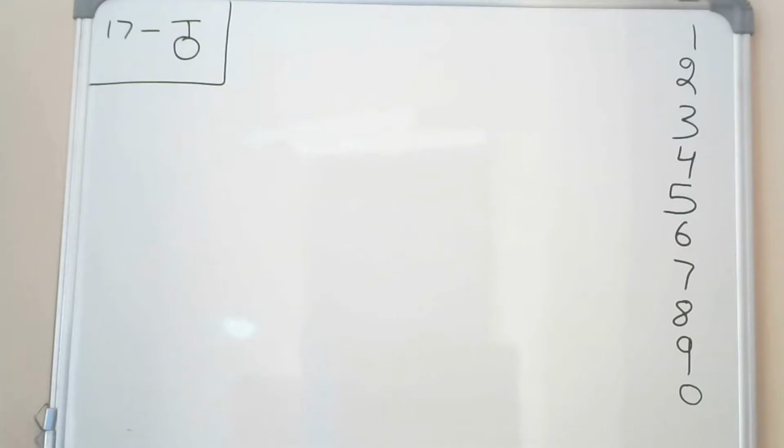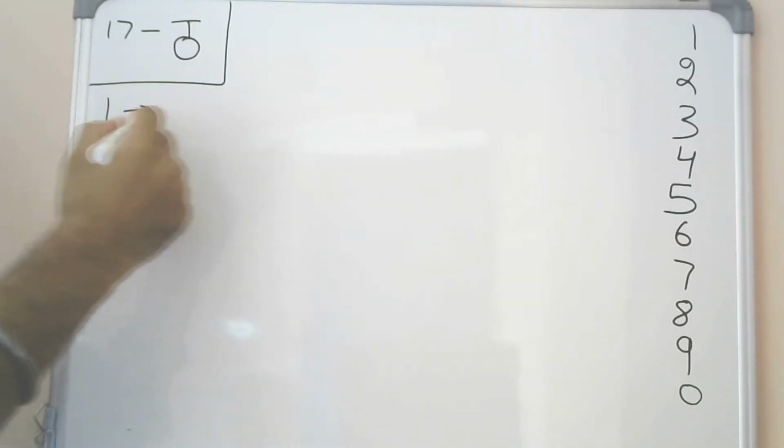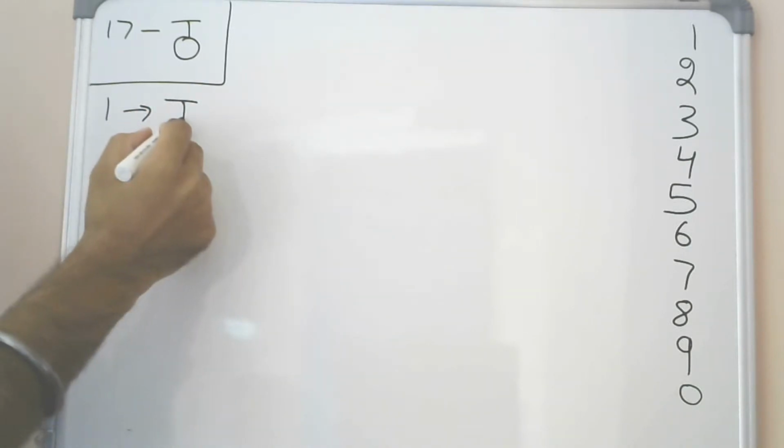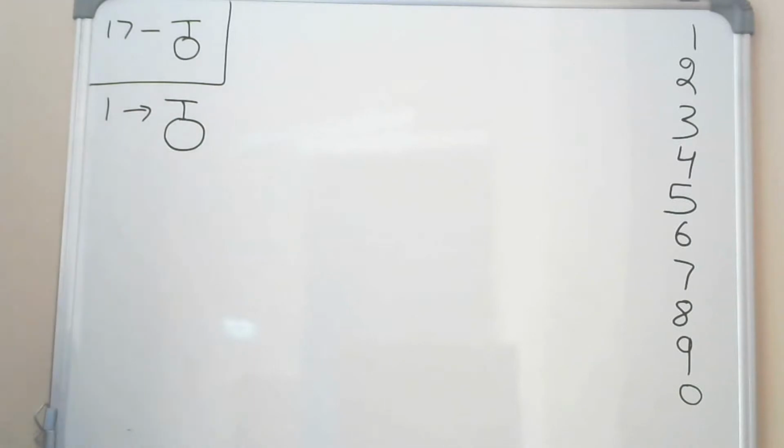How to write this letter? It is very simple. First step, you will have a line first, one, and then a big O, you can say. So this will be your 17th letter of Gurmukhi.